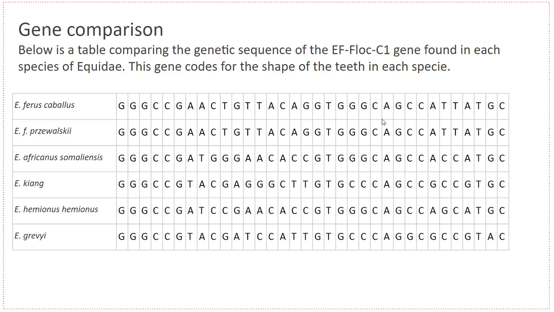Oh my gosh, they're basically exactly the same, aren't they? They're exactly the same. Boy, that should tell you something right there. These two species have the exact same gene for the flock C1 gene, the exact same sequence. They're very close related. But look at these Somaliensis.